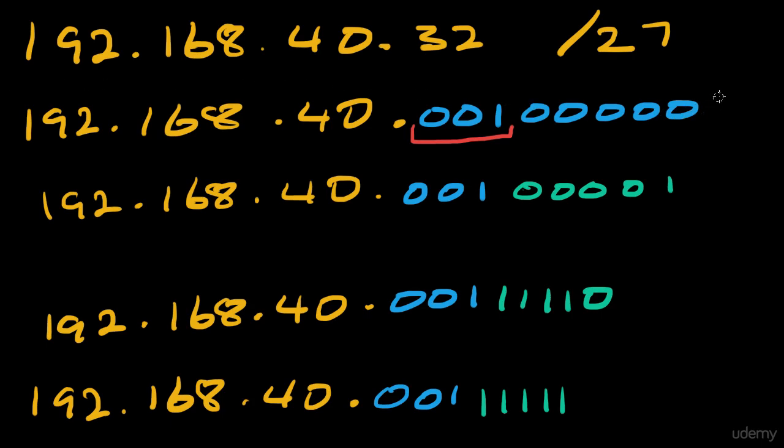So the numbers you're looking at here, this octet is 32, this is 33, this is 62, and this is 63. The directed broadcast IP is .63, the last valid IP is 62, the first valid IP is 33, and the network ID is 32.